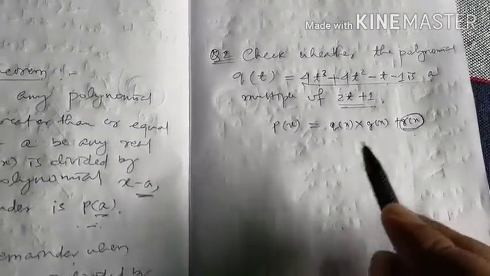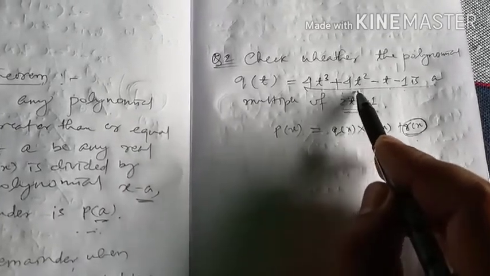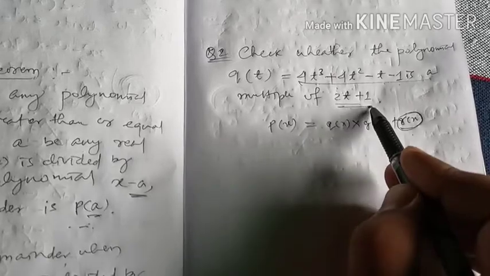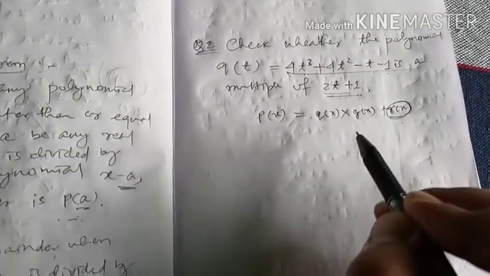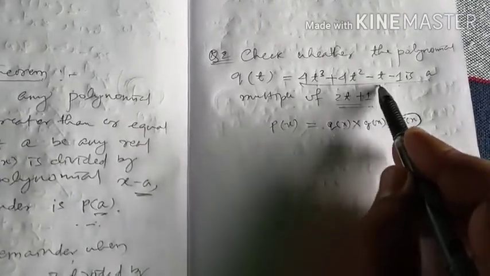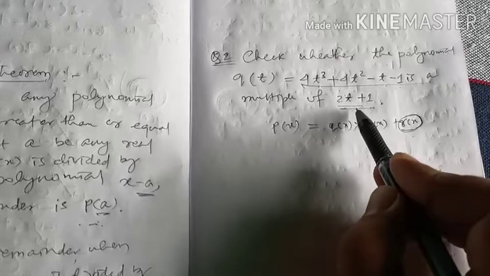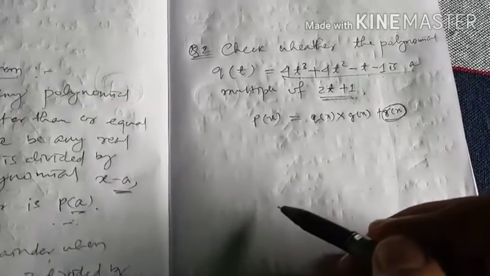So how can we check it? So you know that if we divide 4t³ + 4t² - t - 1 by 2t + 1, and if we get the remainder as 0, then we can say that here 4t³ + 4t² - t - 1 is a multiple of 2t + 1. So let us check the remainder whether it will be 0 or not.